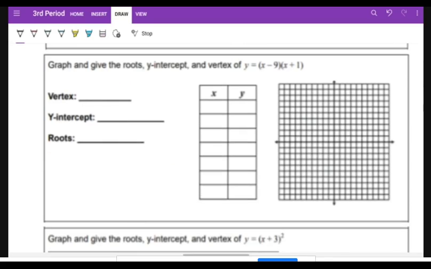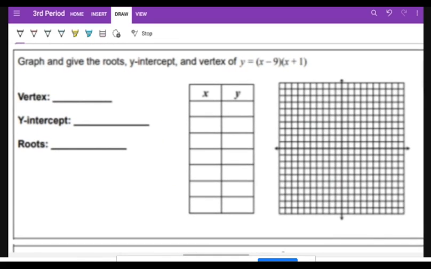Okay, for our next example, we start off with y equals x minus 9 times x plus 1. Our roots are going to be the opposites of those numbers. So x equals positive 9 and x equals negative 1. Those are our two roots. Now let's convert this into standard form.